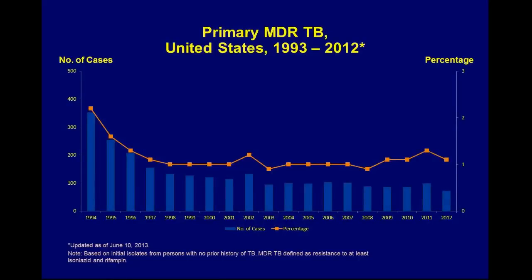Primary multi-drug resistant tuberculosis, what's the definition? Definitely on your boards. Definition is resistance to what? INH and rifampin, right? Clear, straightforward definition.